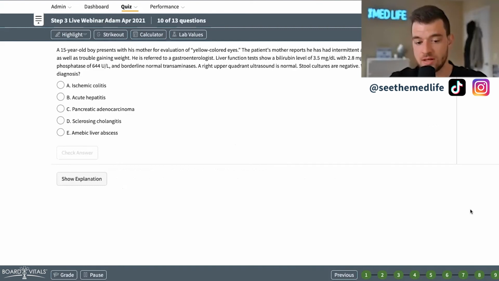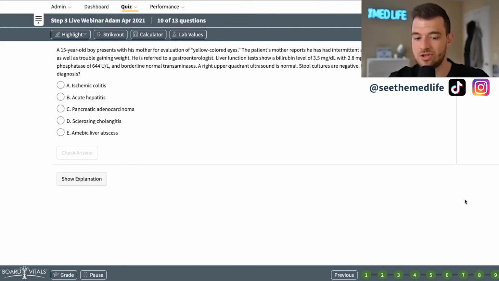A 15-year-old boy presents with his mother for evaluation of yellow-colored eyes. The patient's mother reports he has had intermittent abdominal pain and diarrhea for 2 years, as well as trouble gaining weight. He is referred to a gastroenterologist. Liver function tests show a bilirubin of 3.5 with 2.8 being conjugated. That means you've got to do some math, but your unconjugated is less than half of that. ALK phos of 644 and borderline normal transaminases. Right upper quadrant ultrasound is normal. Stool cultures are negative. What is the most likely diagnosis?